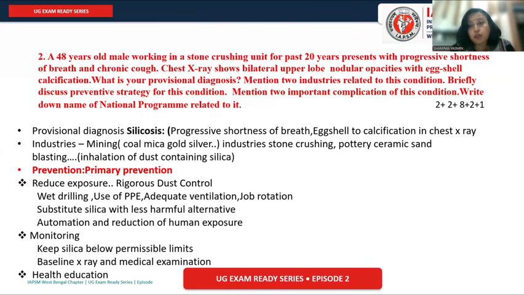Monitoring should be done regularly to keep the silica below permissible limits. Baseline X-rays should be done to find out whether the disease is developing or not, and regular health education is to be given to the workers.